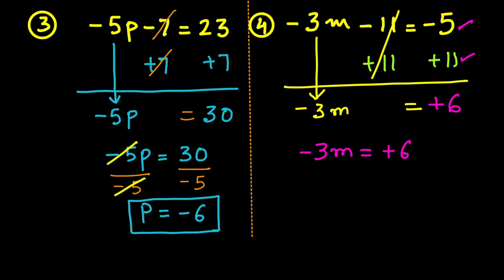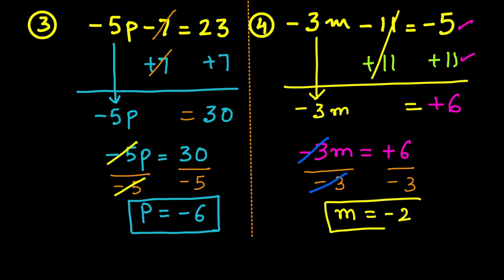The variable m is now multiplied with minus 3. To isolate the variable, we do the opposite operation. We divide both sides by minus 3. So minus 3 and minus 3 cancel out. We get m is equal to positive 6 divided by negative 3, so the answer is minus 2. So m is equal to minus 2 is the answer for this.